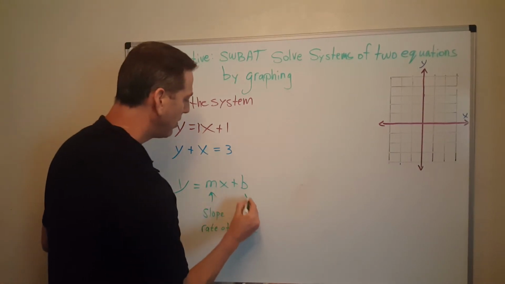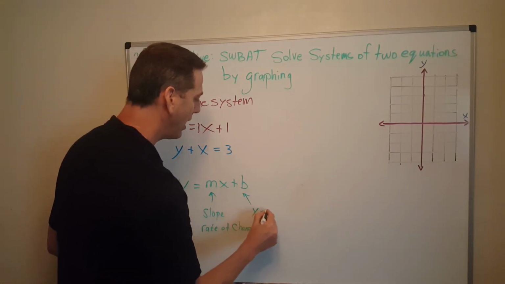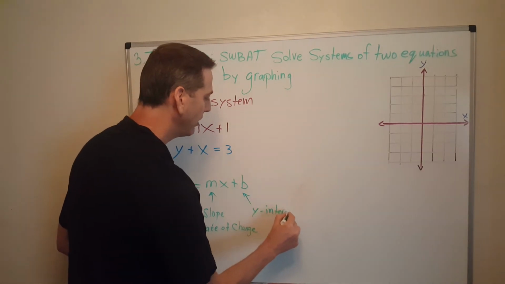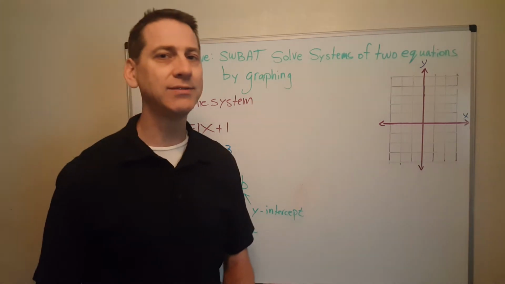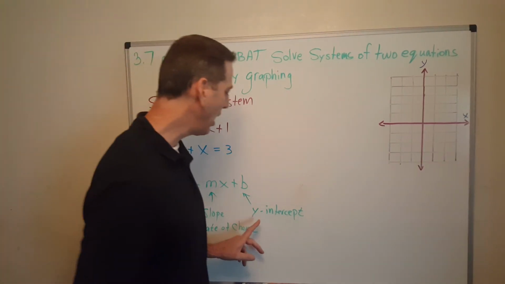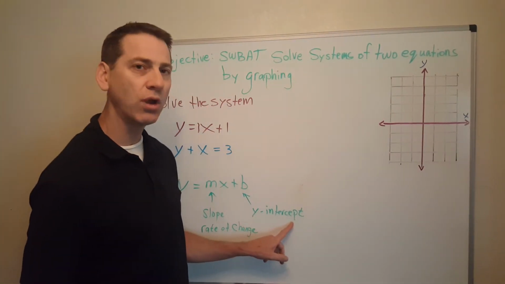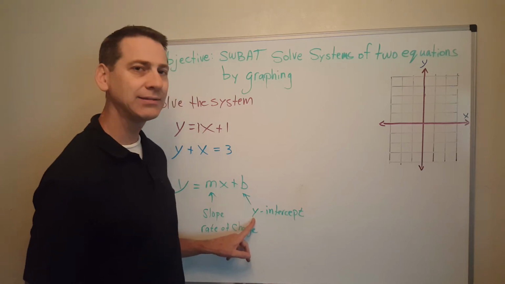B represents my y-intercept. My y-intercept. What does that mean? Well, that's where the line intercepts or crosses the y-axis.